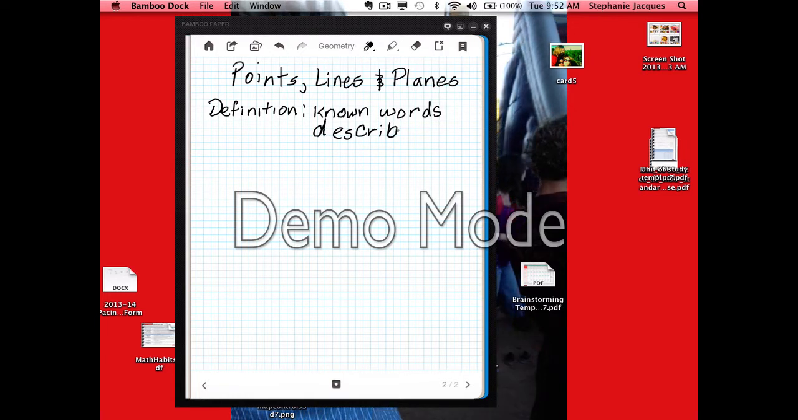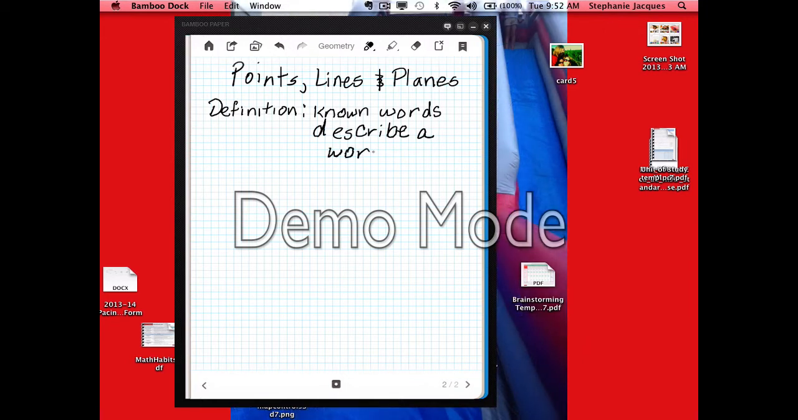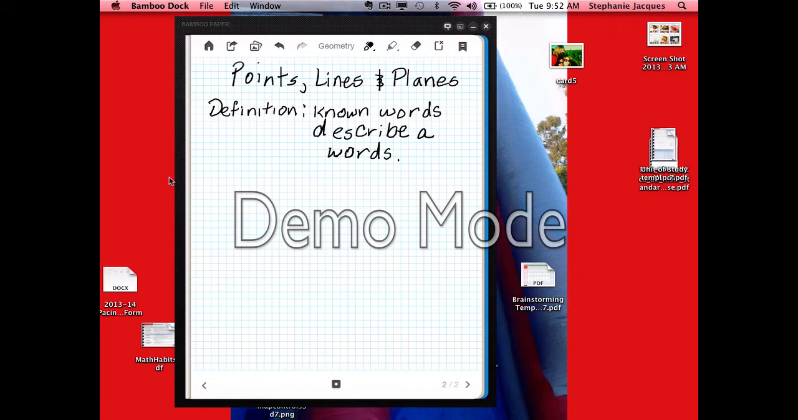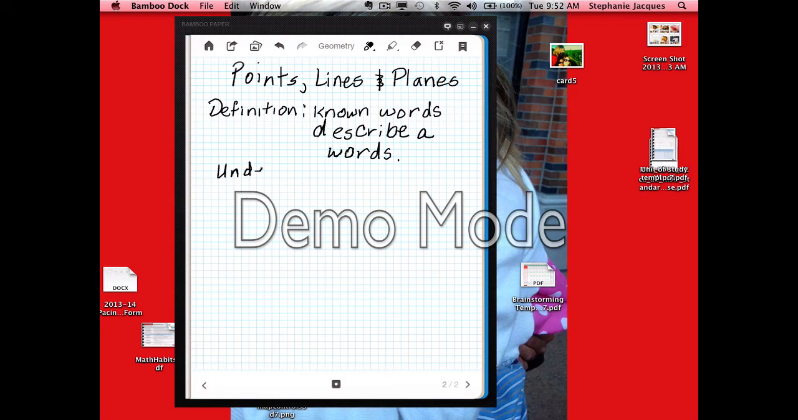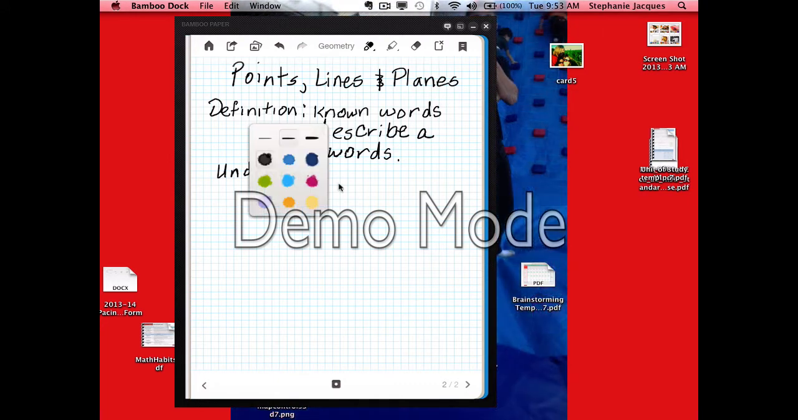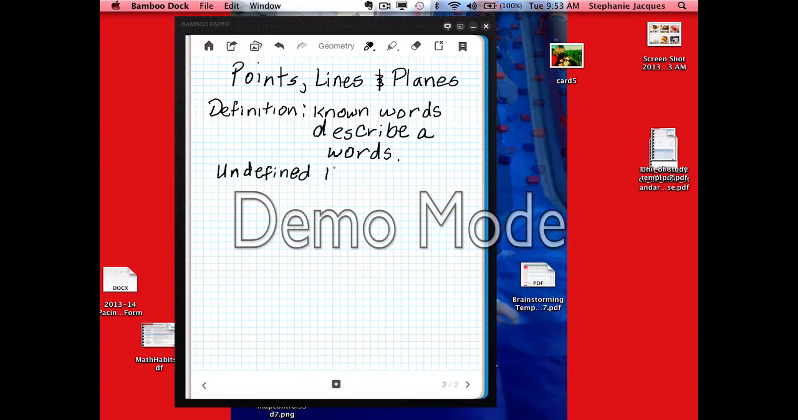So, for example, if you say cat, we have known words in order to describe that: a feline with hair. So, a definition is that. In geometry, you might have some undefined terms. Undefined terms don't necessarily have definitions to them.